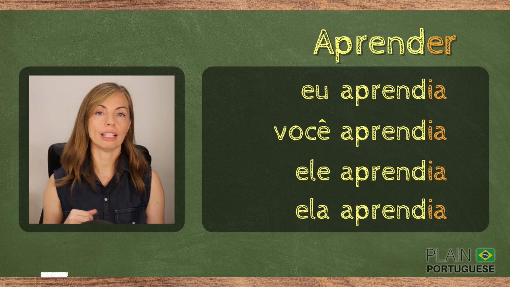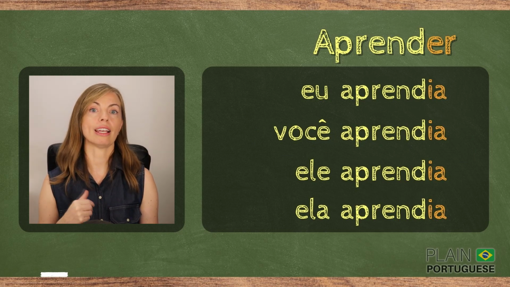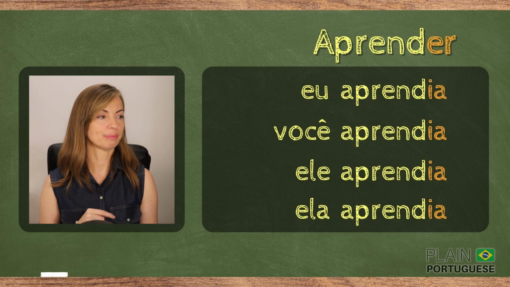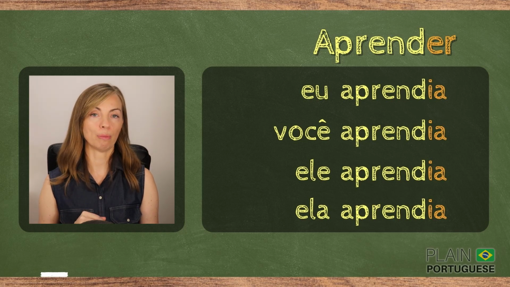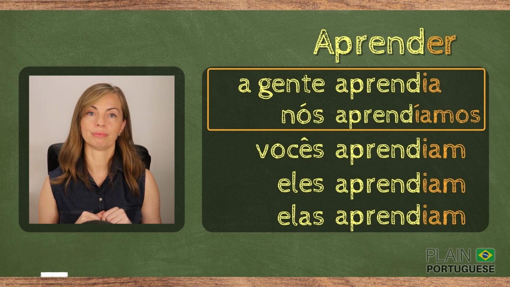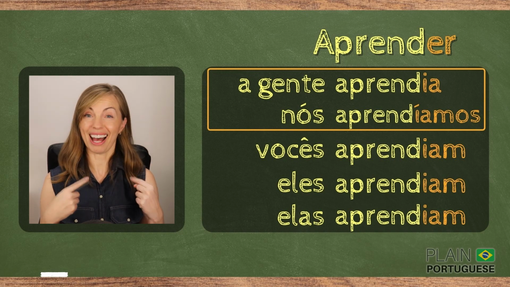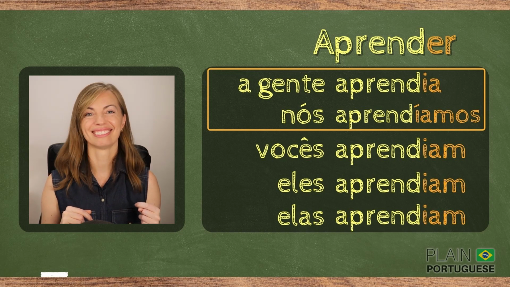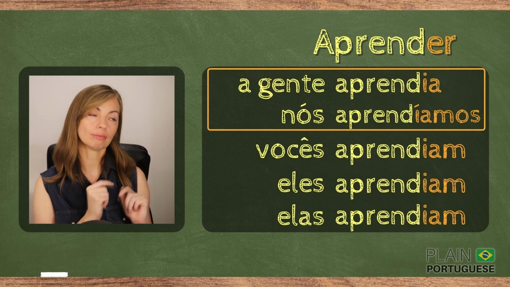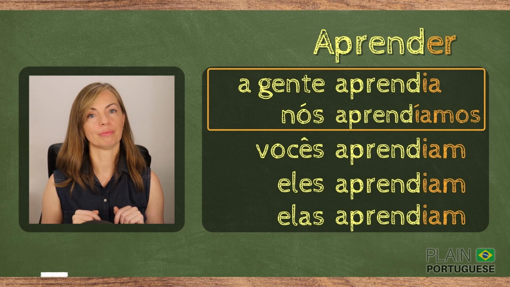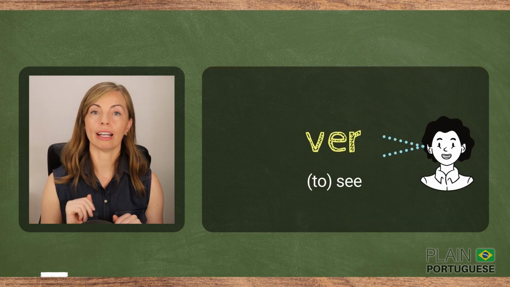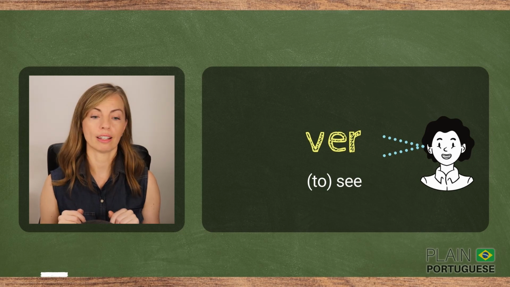Eu aprendia. Você aprendia. Ele aprendia. Ela aprendia. A gente aprendia. Nós aprendíamos. Vocês aprendiam. Eles aprendiam. Elas aprendiam. Our second verb, to see, ver.